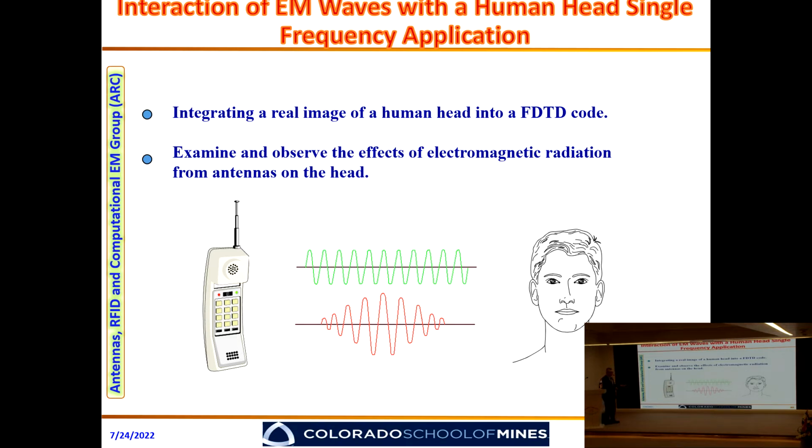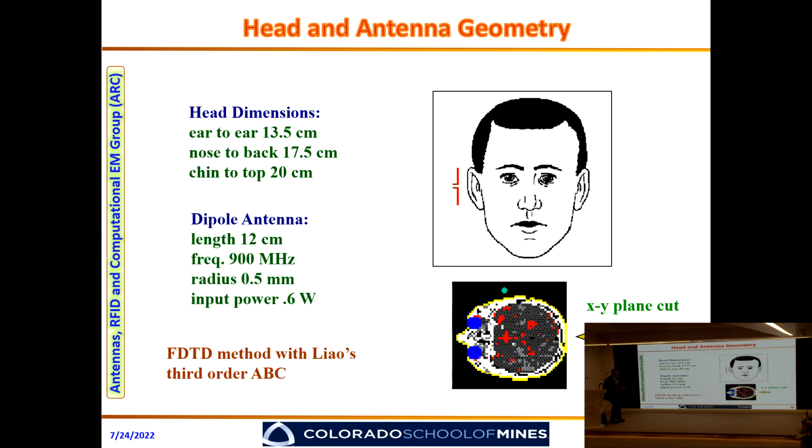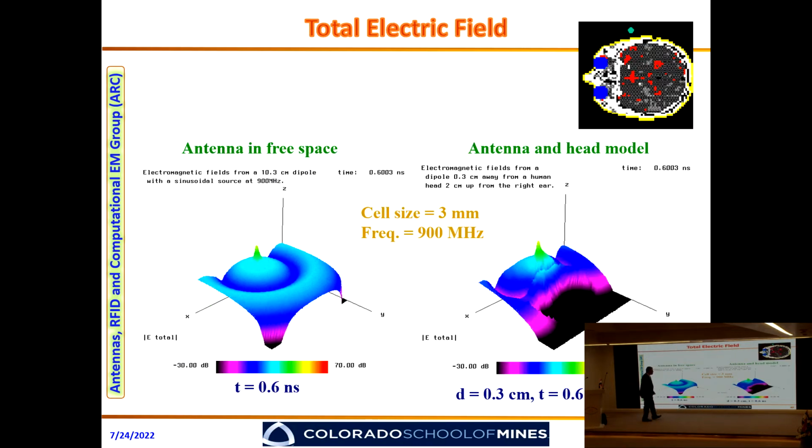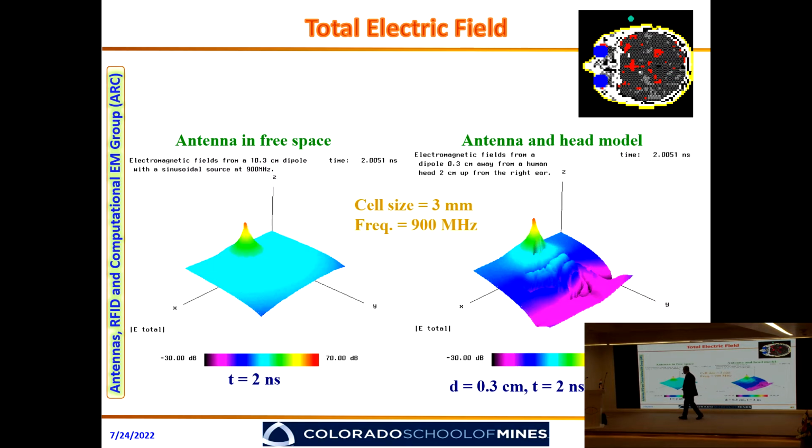But basically, if we run the simulation with a dipole antenna operating at 900 megahertz, closer to the ear, and the head is discretized like what you see here, you can end up with a situation where the dipole antenna is propagating a sinusoidal wave in free space, and when it propagates closer to the human head, you can see the wave basically goes around the head first before penetrating into the head.